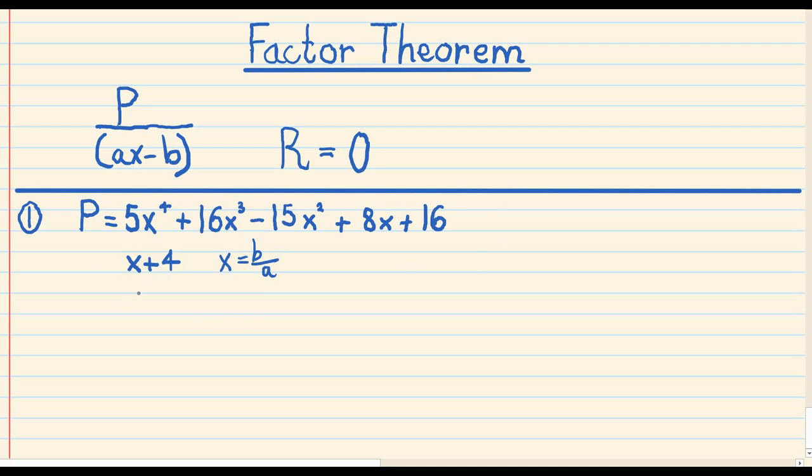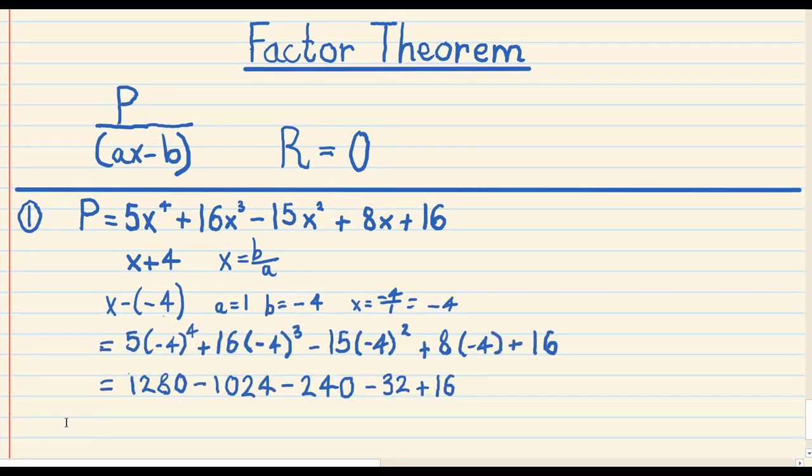First, you rewrite this in the form ax minus b, which gives you x minus negative 4, meaning a equals 1, and b equals negative 4, and therefore x equals b over a, which is negative 4 over 1, which is also just negative 4. Now, the final step, substitute the value of x, meaning negative 4, into polynomial p. When you do this, it finally gives, as you can tell, 0.